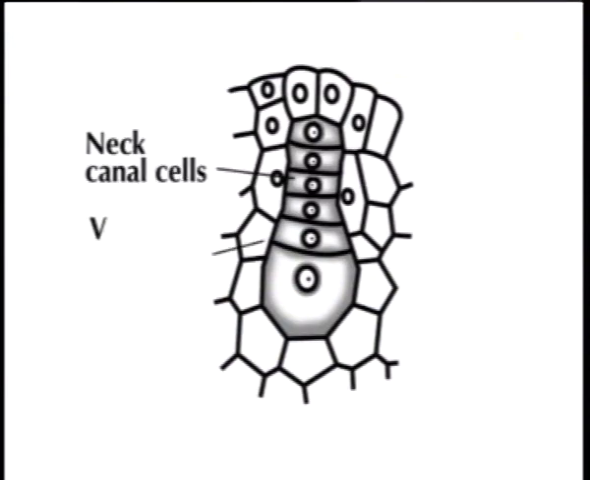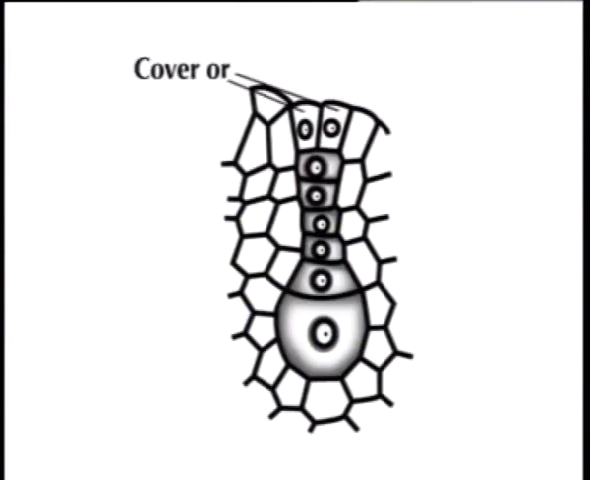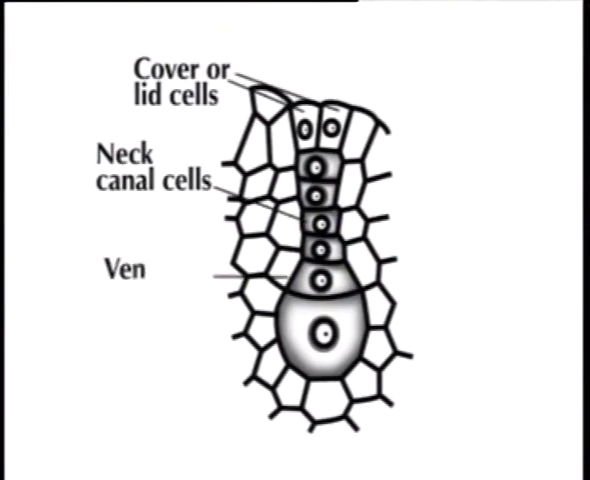The inner cell is the primary ventral cell, which also divides transversely, forming ventral canal cell and egg. A mature archegonium has 2 to 4 cover cells, a jacket enclosing 4 to 6 neck canal cells, ventral canal cell and an egg.